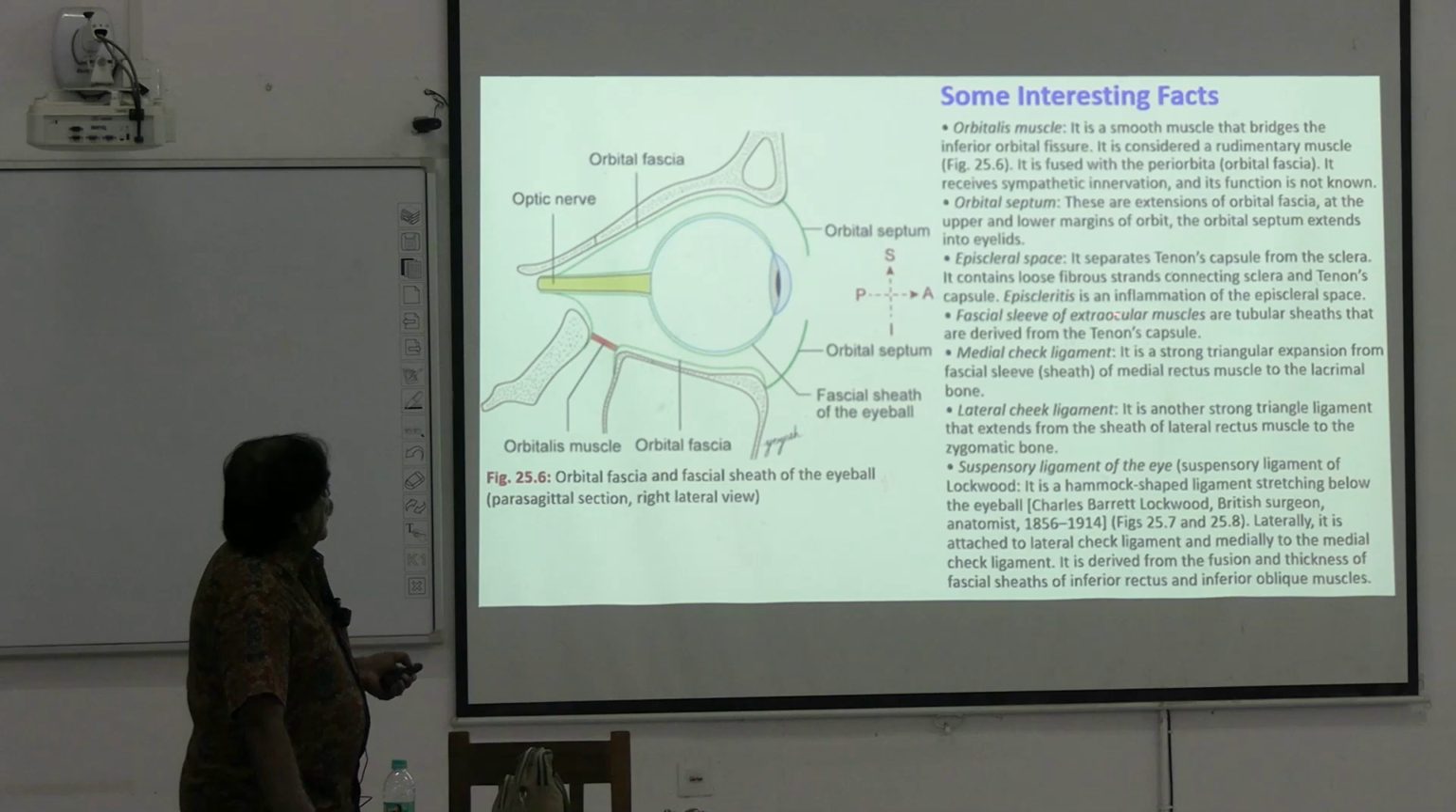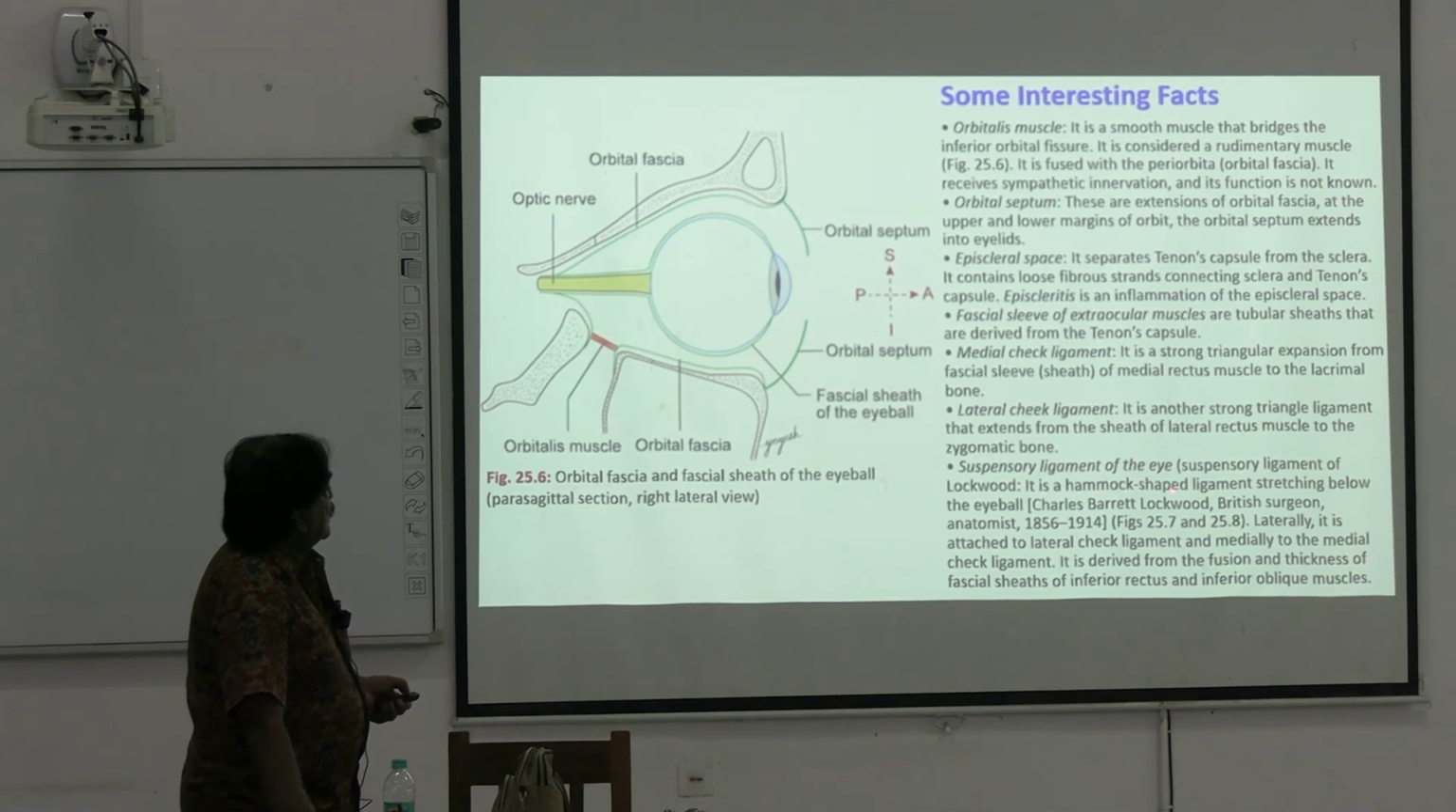Facial sleeves of extraocular muscles are tubular sheaths that derive from Tenon's capsule. So, the medial check ligament is a strong triangular expansion from the facial sleeve or sheath of the medial rectus muscle to the lacrimal bone. The lateral check ligament is another strong triangular ligament that extends from the sheath of the lateral rectus muscle to the zygomatic bone. Suspensory ligament of the eye or suspensory ligament of Lockwood.